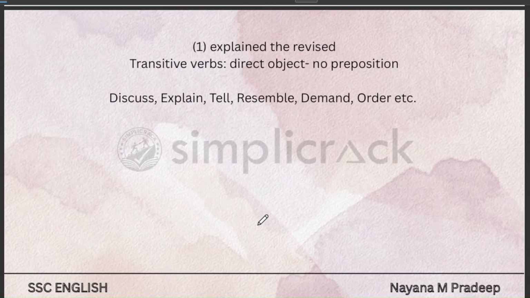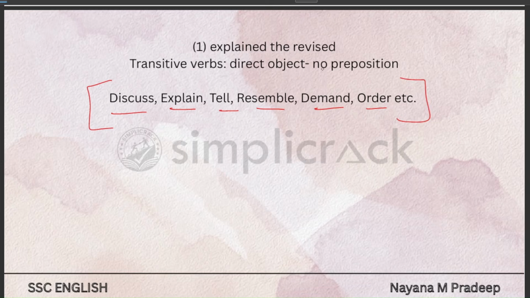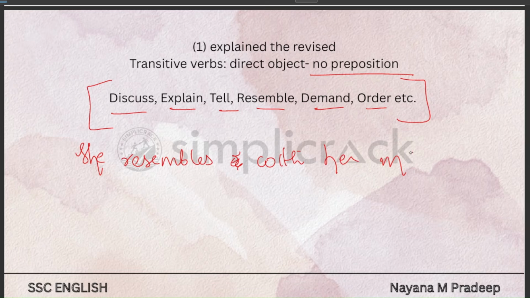Now, there are certain transitive verbs which often come up in your exam, like discuss, explain, tell, resemble, demand, order, etc. Make sure that along with all these words, you never use a preposition. For example, this is one statement that often comes up in your exam: She resembles with her mother.